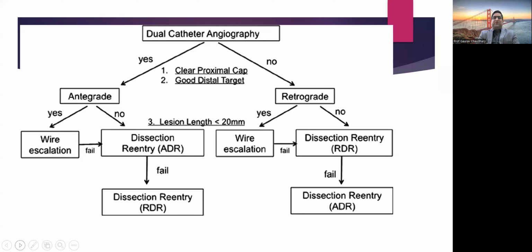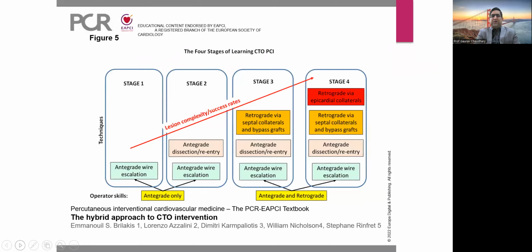But many times we don't succeed in this and we have to go retrograde. For retrograde also, if the lesion length is more than 20 millimeter, there is good intervention collateral, the proximal cap is not clear, and we have a good retrograde collateral that we can cross with the retrograde wire, then of course we should think about retrograde wire escalation. If it fails, then dissection re-entry can also be tried.